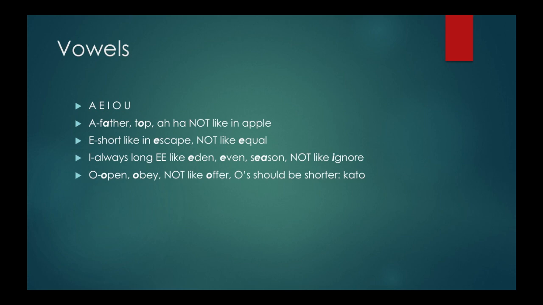The o sounds like o as in open or obey, not like the o as in offer. For example, that sound, that a sound, is the a. One other thing to point out about the o's is typically in American English, people make the o's very long, whereas in Esperanto the o's are shorter. So in the word kato, you don't say kato, you say kato. The o is a lot shorter.